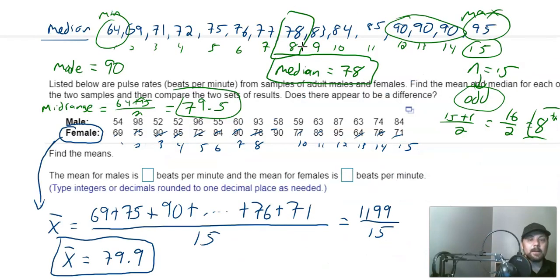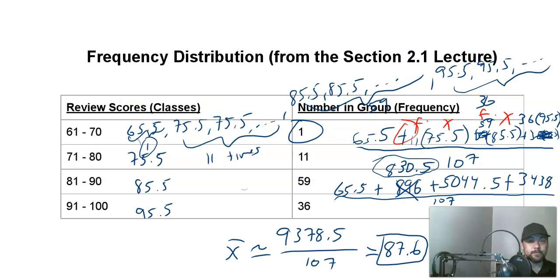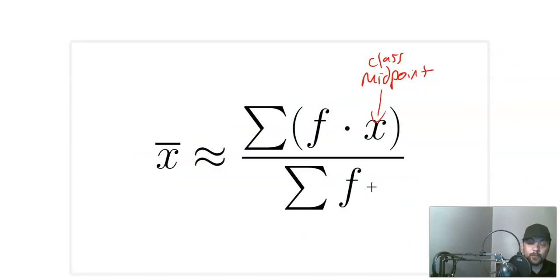And then the denominator also has a sum. It's the sum of the frequencies, which is what n is equal to, right? We talked about this back in chapter 2. If you add up all the frequencies, it should add up to the total number of data values in the data set. So the sum of the frequencies is your value for n, which is what you want to divide by when you're finding a mean.